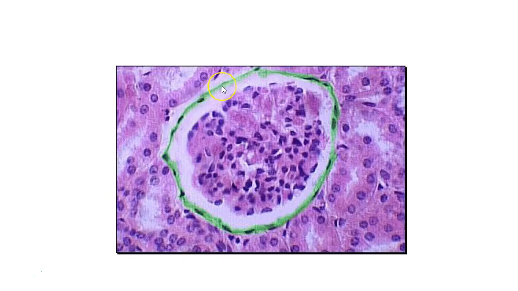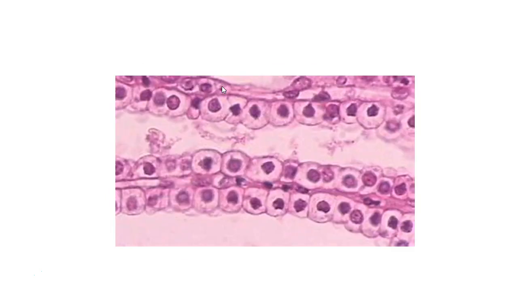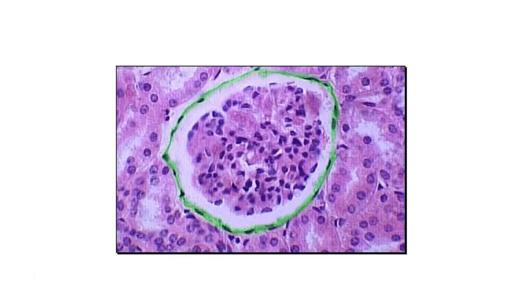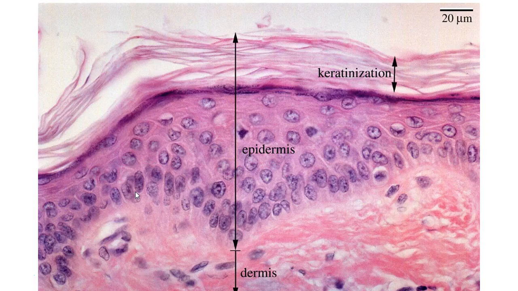So I just wanted to show you how darn skinny simple squamous is from the side. That's why I don't really show you from the side. I show you from the top like this, right? But I just wanted you to get an appreciation of that. And even though you can't see them too well, these are ducts. These are tubules, and they're simple cuboidal. See how the nuclei are smack dab in the middle? They're just a little bit murky, so it's hard to see.